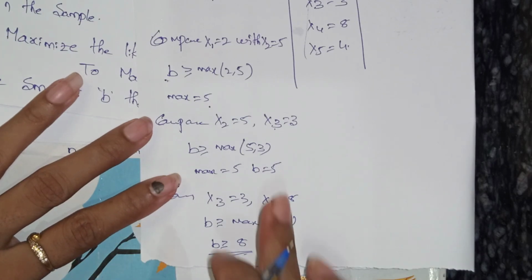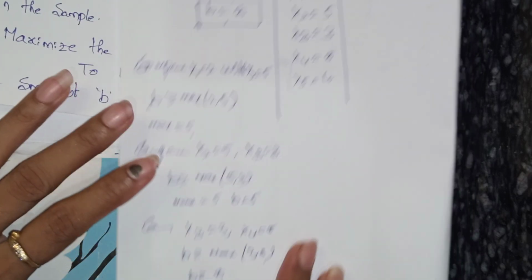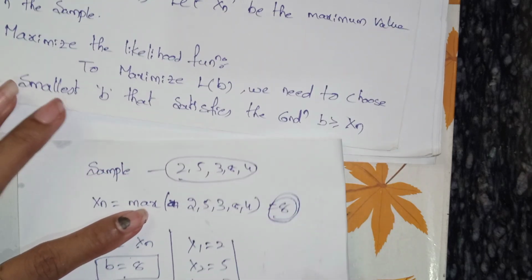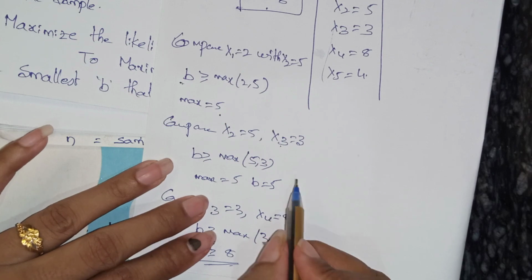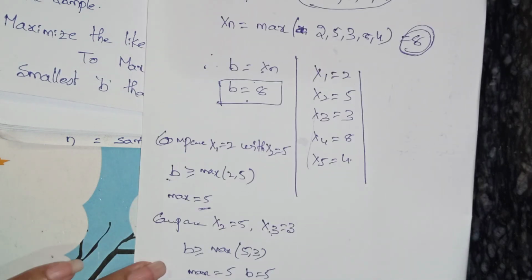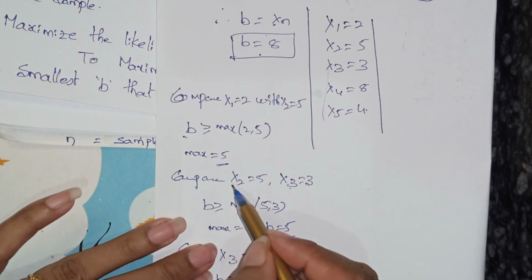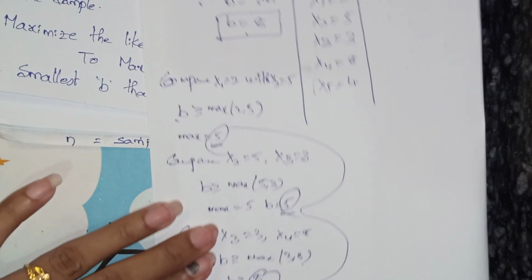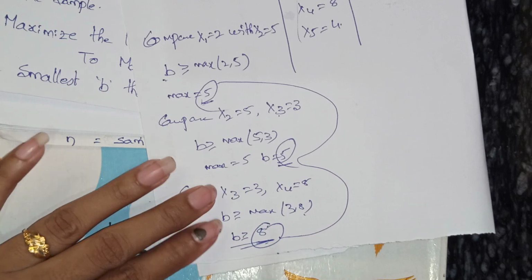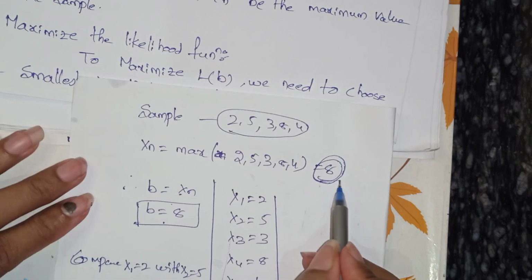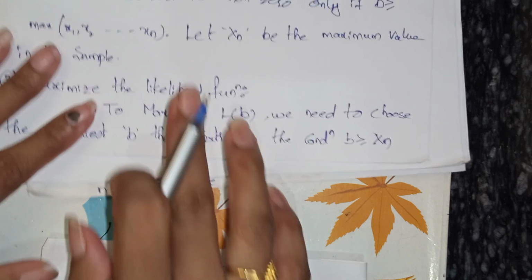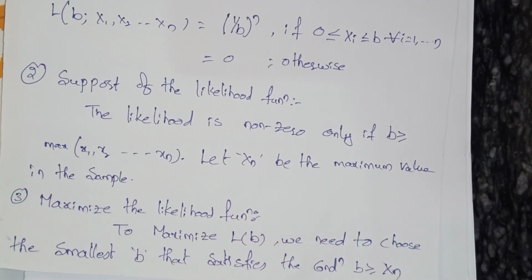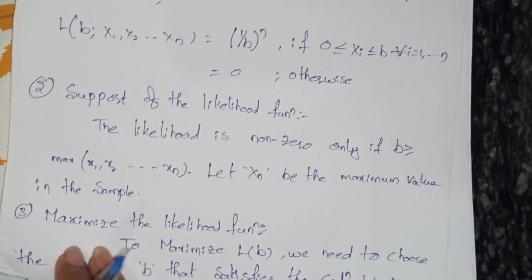So like this we have to compare, and at last we will get this value only. We got 5 in two steps, and here we got 8. Here 5, here 5, here 8, and the maximum of these is 8 only. So finally we will get the value 8. That is the meaning of this step 2. Hope you understand.